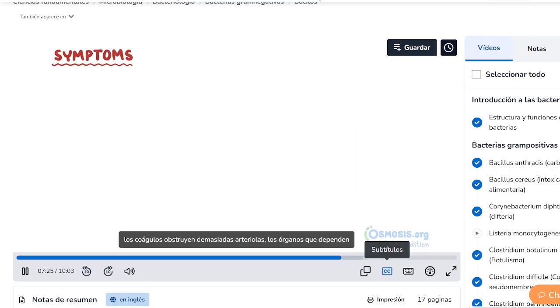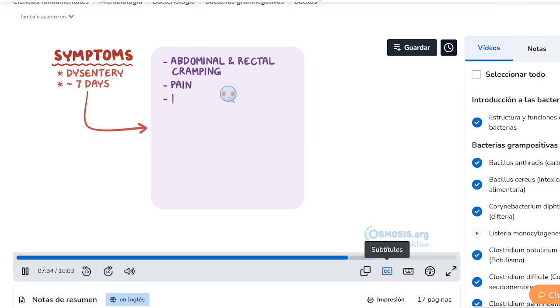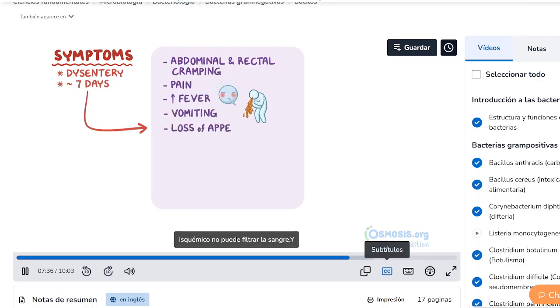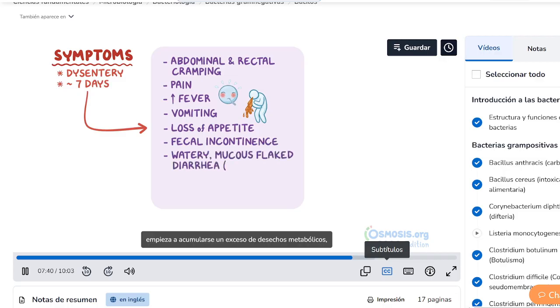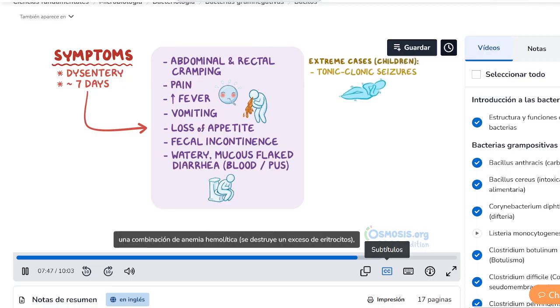Typical symptoms of shigellosis are related to the resulting dysentery, and last for approximately 7 days. They include severe abdominal and rectal cramping and pain, high fever, vomiting, loss of appetite, fecal incontinence, and watery mucus-like diarrhea which can contain blood or pus. In extreme cases, particularly in children, tonic-clonic seizures might happen. That's when consciousness is lost and involuntary phases of muscle activity progress from a rigid or tonic phase to a clonic phase of rhythmic contractions and relaxations.